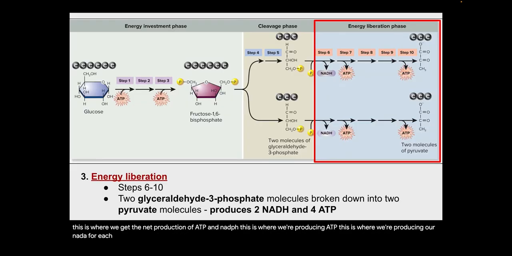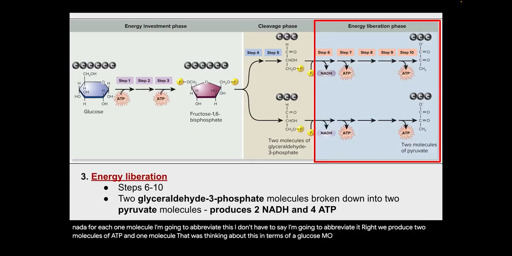For each molecule, I'm going to abbreviate glyceraldehyde 3-phosphate to G3P so I don't have to keep saying it. For each molecule of G3P, we produce 2 molecules of ATP and 1 molecule of NADH. Now we're thinking about this in terms of a glucose molecule. 1 glucose molecule has produced 2 G3P, which individually go on through these steps. So altogether, 1 molecule of glucose produces 4 ATP and 2 NADHs.